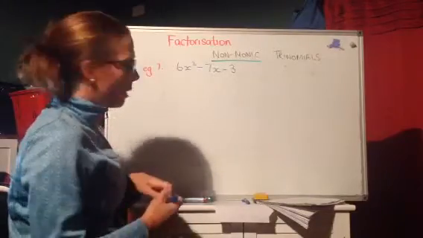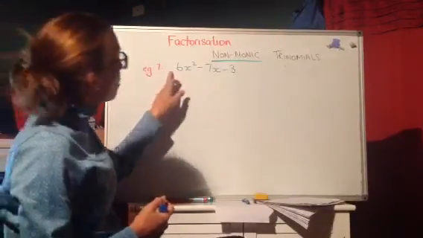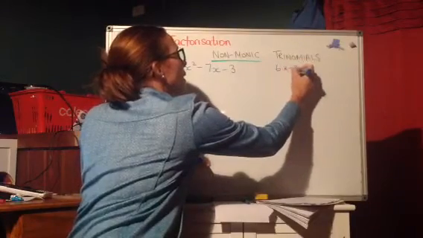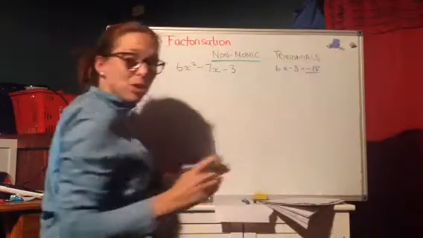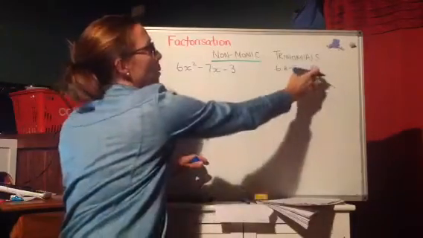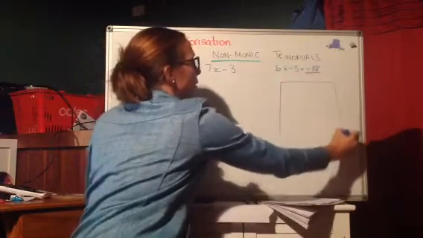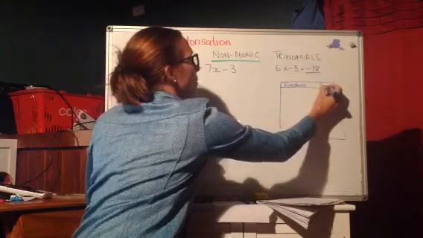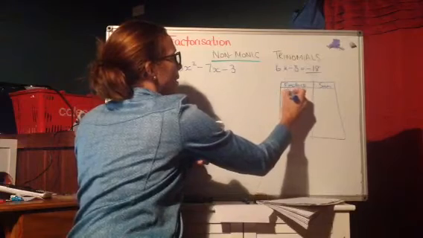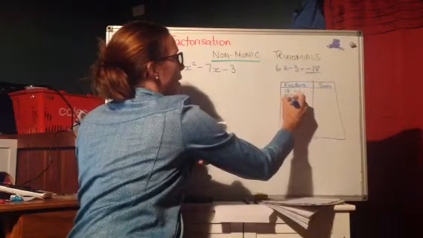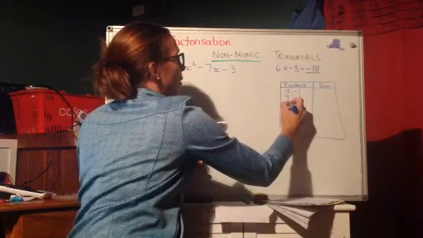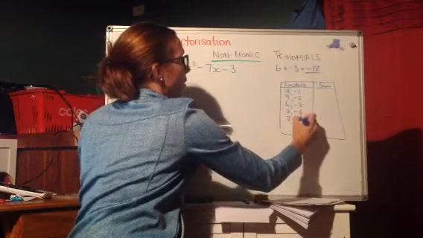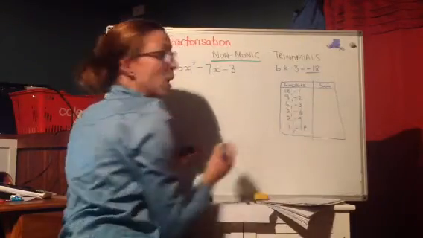Now what we do in this situation is we take the coefficient of the x squared and we multiply it by that constant term. So we say 6 times negative 3, which equals negative 18. And we're actually going to find factor pairs that multiply to get negative 18. So we draw ourselves up one of our little tables, factors, sum, and we're going to start with 18, comma, negative 1, 9, comma, negative 2, 6, comma, negative 3, 3, comma, negative 6, 2, comma, negative 9, and 1, comma, negative 18. And I'm going to check those pairs.